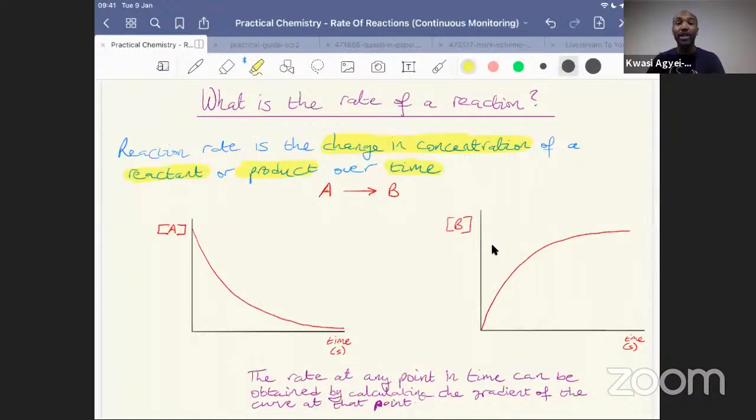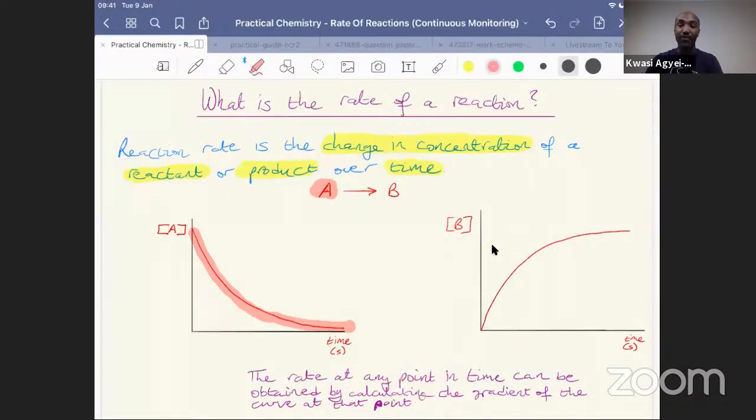And on the screen, you should be able to see two different graphs. The first one on the left is of the change in concentration of reactant A as it gets converted to product B. And you can see there that this curve shows the depletion of A, and it will eventually tend towards the x-axis, and all of your A would have been used up.